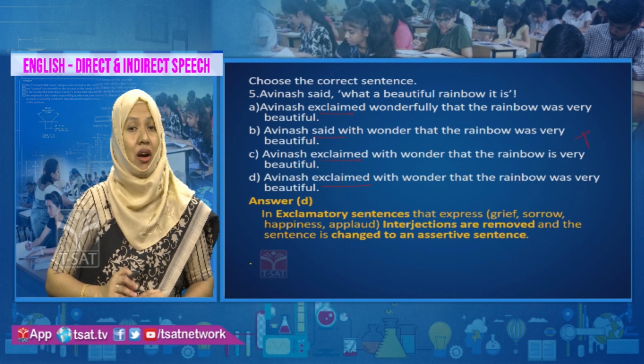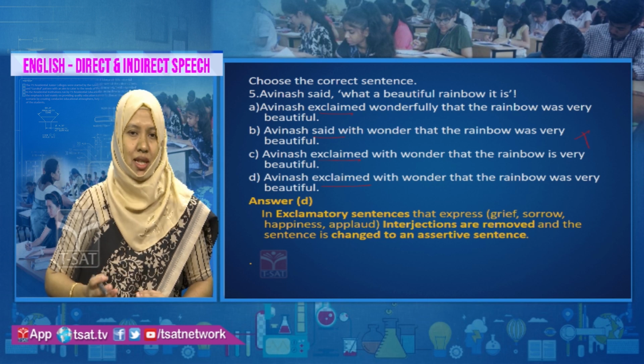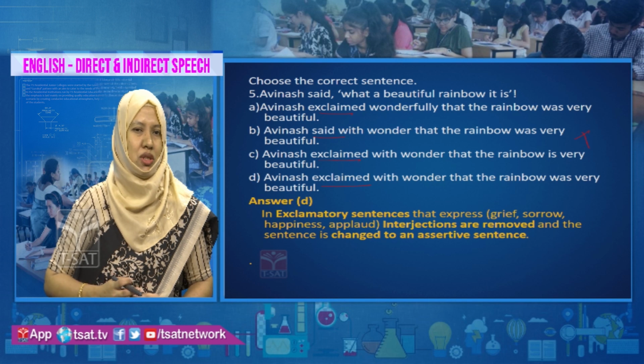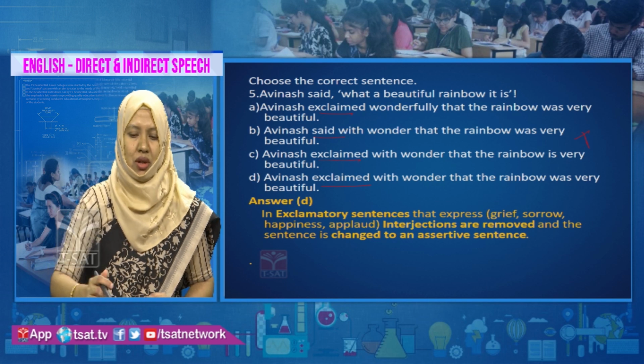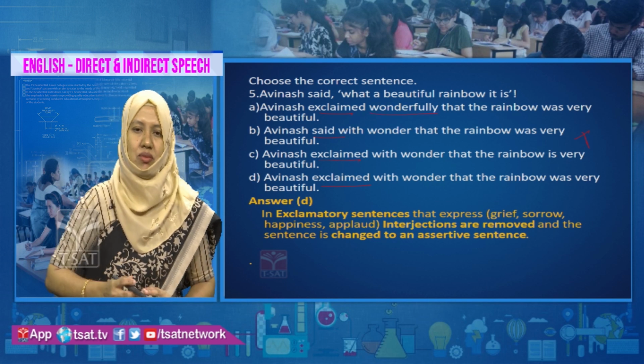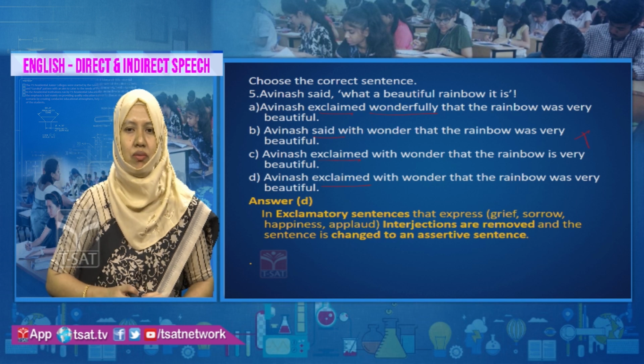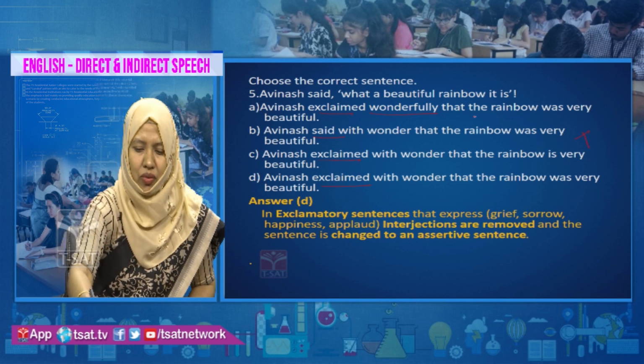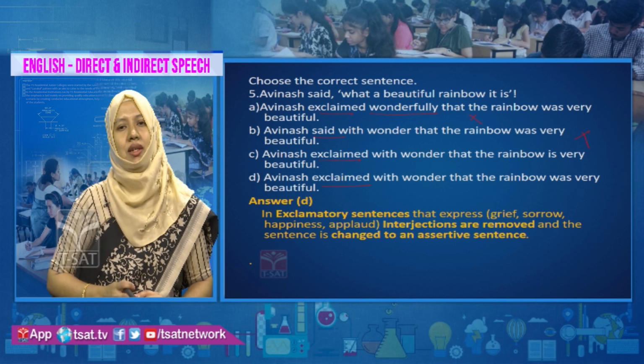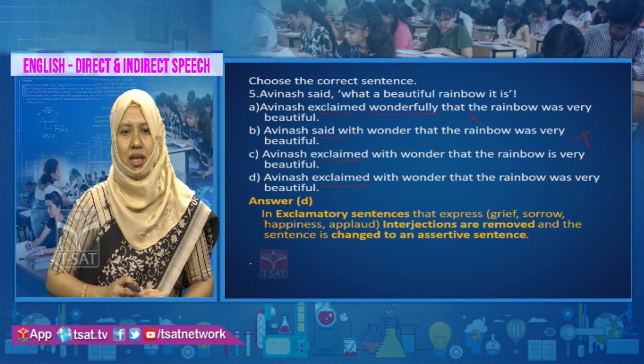Avinash exclaimed wonderfully that the rainbow was very beautiful. Here wonderfully is used. It is wrong. Grammatically the sentence is wrong. So, option A is eliminated.